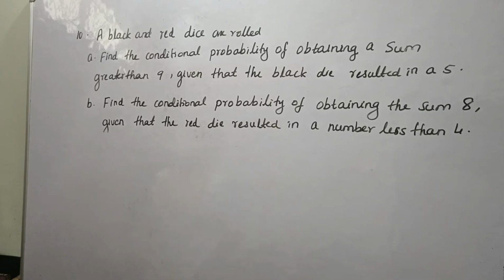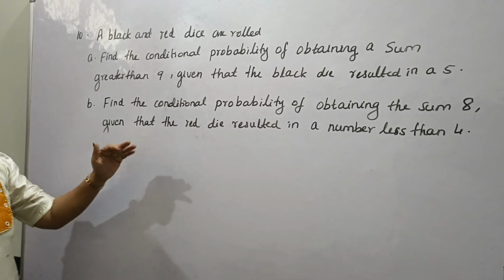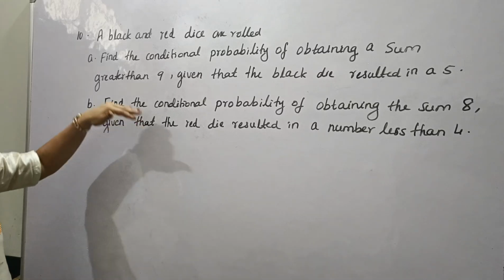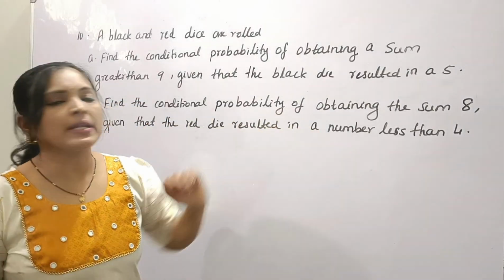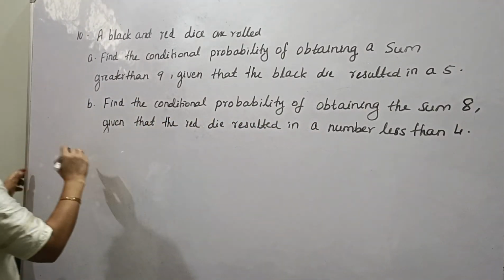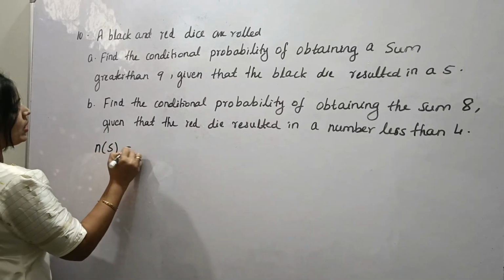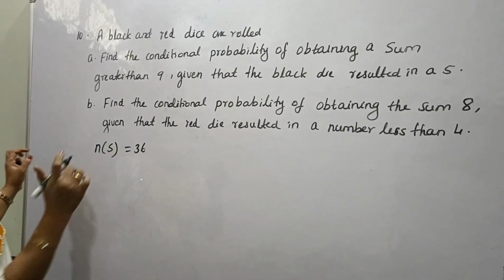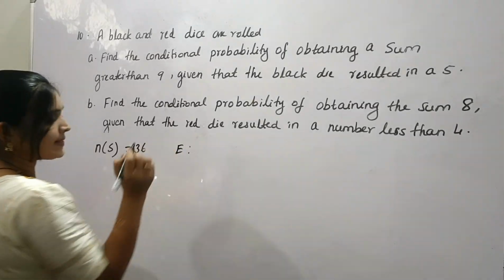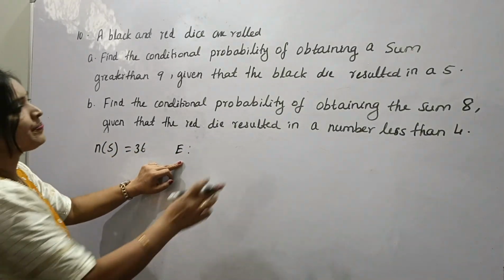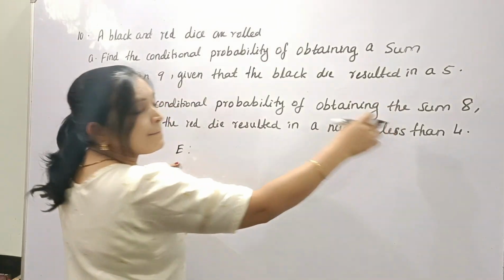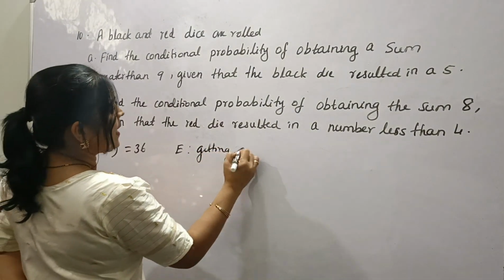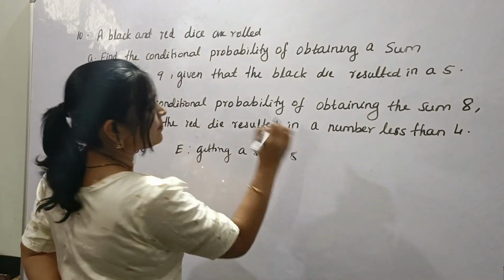Okay, next one. Find the conditional probability of obtaining the sum 8, given that the red die resulted in a number less than 4. Here the same experiment, so the number of elements in the sample space is 36. Let E be the event of getting a sum 8.